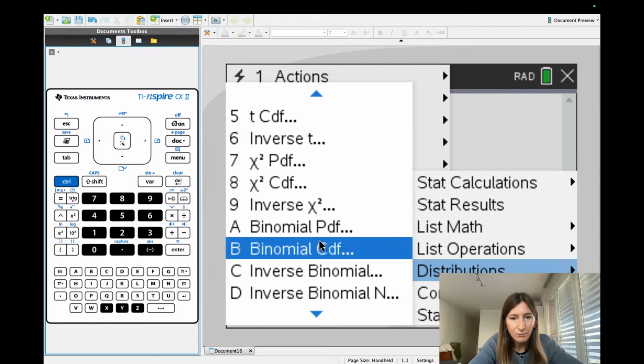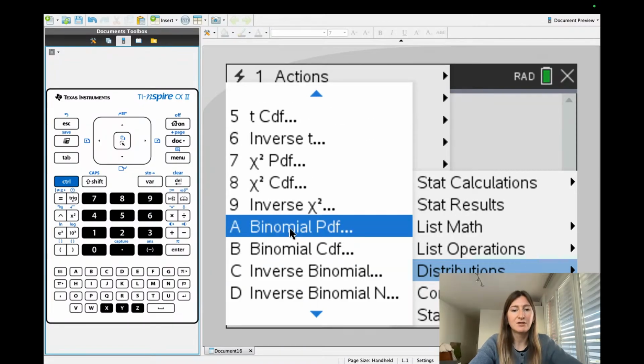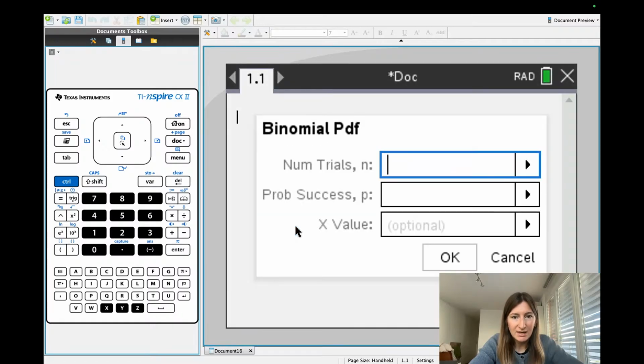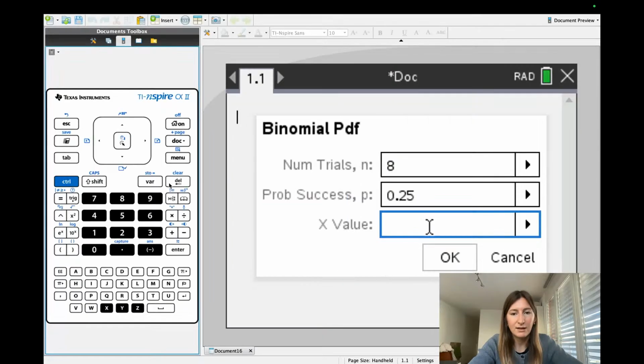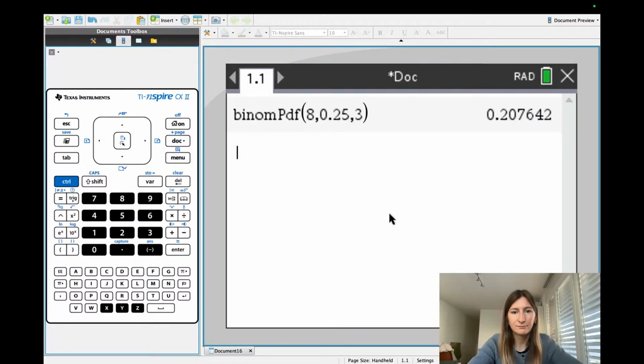Then we scroll down. We want binomial PDF. So PDF is when we're just looking for one value, one exact value. So binomial PDF, number of trials was those 8 questions. Probability of success was 1/4, 0.25. And the X value we were interested in was at exactly 3 correct. So at 3. Let me press OK.